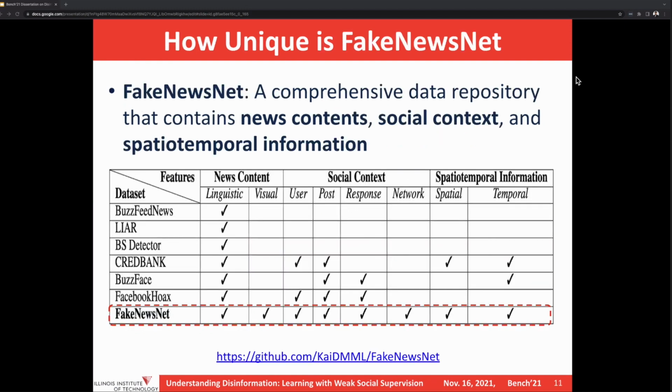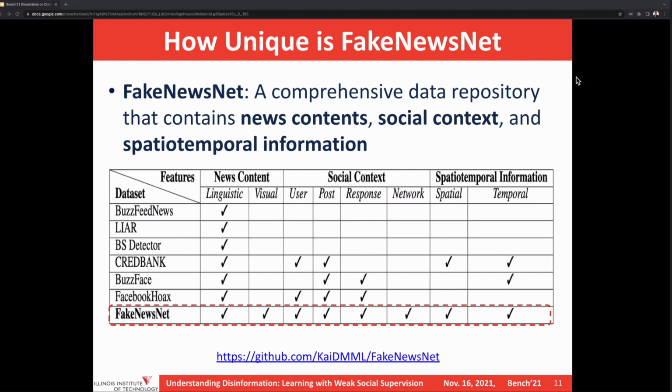But one challenge is that there are no existing data sets for fake news detection in general that contain both the news contents and the social interactions. So that's why we spent a lot of time to curate a very important and very unique data set called FakeNewsNet. This FakeNewsNet data set is a comprehensive data repository that contains information including news contents, social context, and spatial temporal information.